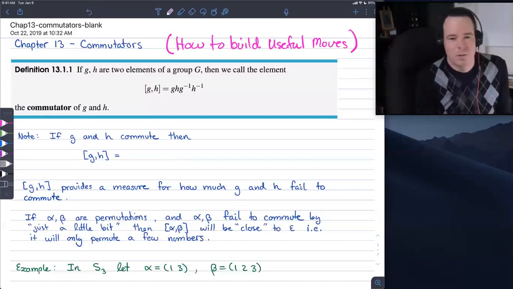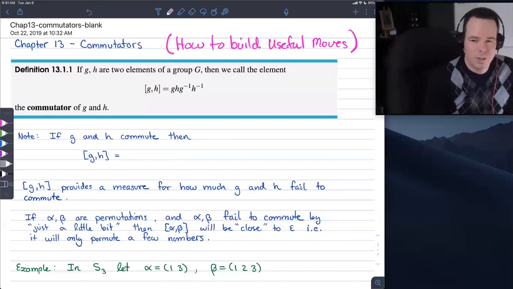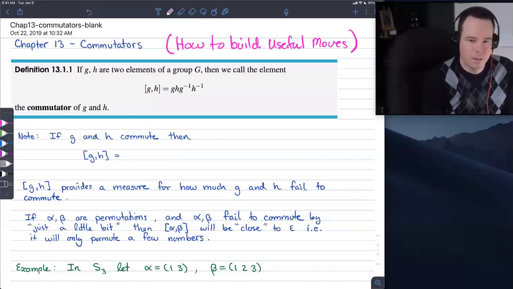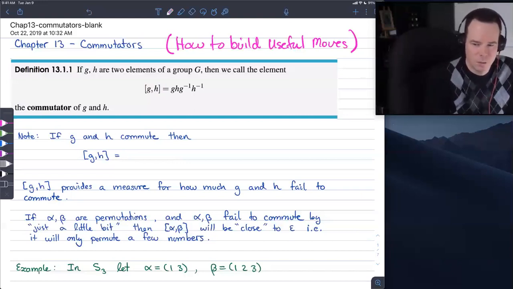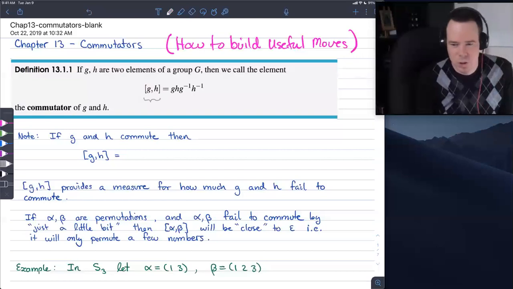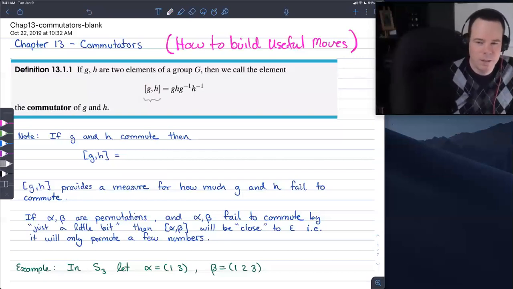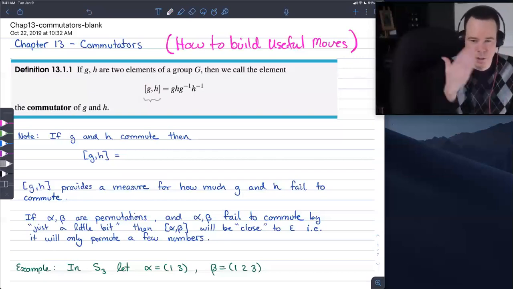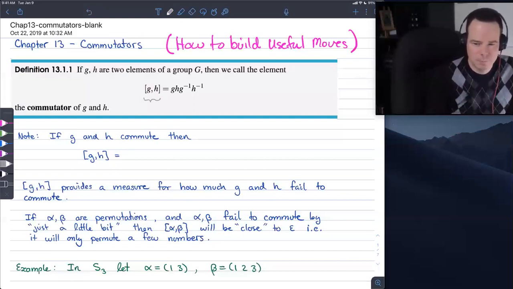So a commutator, the root word there being commute, so it's related to commutativity. Commuting means that the order in which you multiply doesn't matter. So in this case, we call the commutator of two elements of our group, G and H, and we use square brackets to denote it. This is the notation for a commutator, square bracket G, comma H. And by definition, it's just this product, G times H times G inverse times H inverse. So it's the product of all four of those elements, which involves the element itself and its inverse.